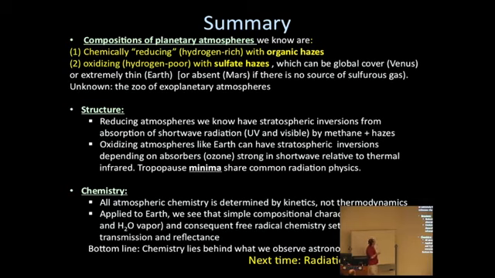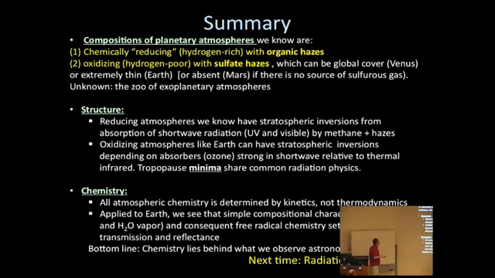I mentioned how reducing atmospheres we know have stratospheric inversions from the absorption of shortwave by hazes and a bit of methane. And you can also get stratospheric inversions in oxidizing atmospheres like the Earth, but Venus doesn't have one and Mars doesn't really have one either. All atmospheric chemistry is driven by kinetics, not thermodynamics. Thermodynamics is an approximation which can be very bad, particularly in the case of Earth-like planets. Not so bad for hot Jupiters, perhaps.